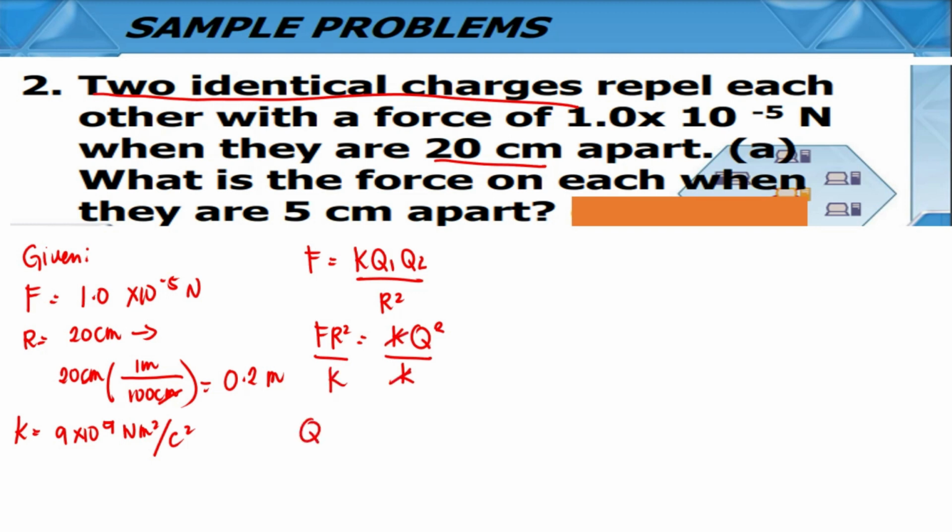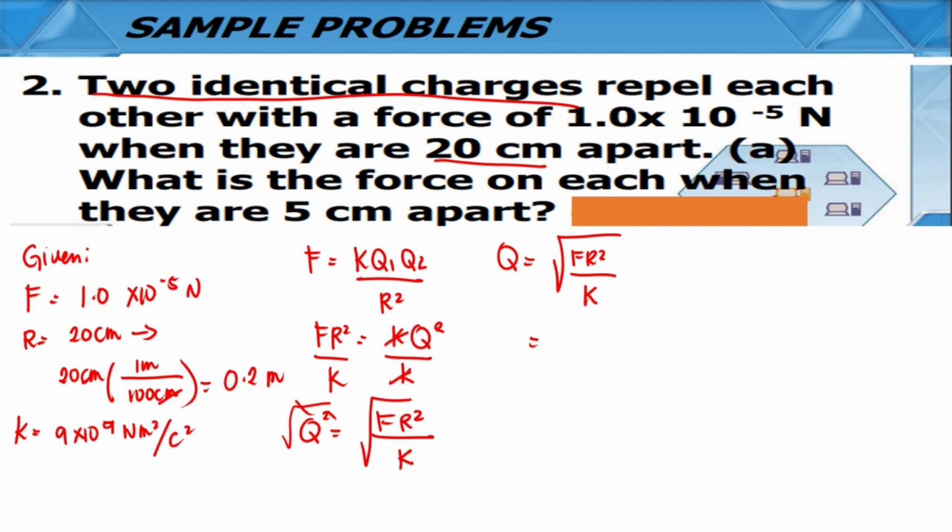The next step is divide both sides by K para ma-cancel out siya dito. So our Q squared is equal to FR squared over K. Since merong square yan dito, we need to extract square root on both sides. So your Q formula now will be square root of FR squared over K. Then substitute natin yung given natin.